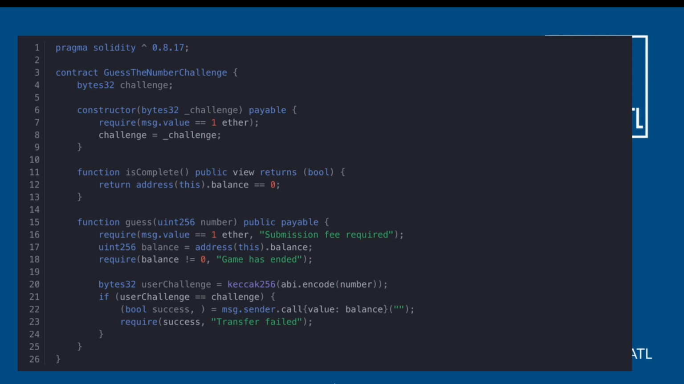Now, let's say I'm Alice, and I actually figure out this challenge. I figure out the number. I submit this number, but Bob basically can see my transaction in the mempool. They can see my number in plain text. They know what I submitted. Bob can just take that, submit this guess with a higher gas price, thus front running me and taking all of the balance of this smart contract.